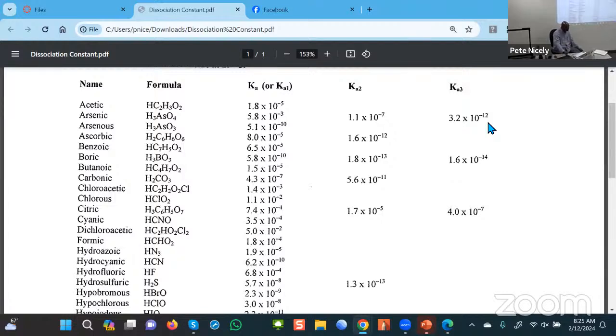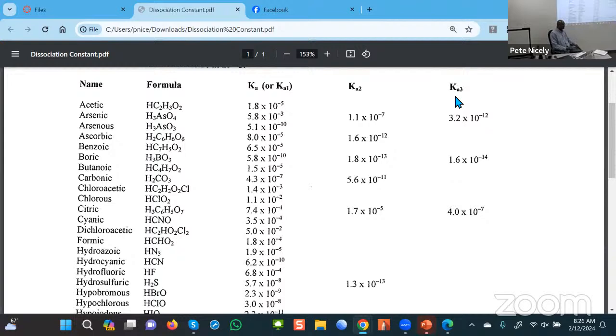So for the first dissociation, the Ka value is 5.8 times 10 to the minus 3. For the second dissociation, it's 1.1 times 10 to the minus 7. And for the third dissociation constant, it is 3.2 times 10 to the minus 12. So we normally symbolize the different dissociation constants with Ka1, Ka2, Ka3, right? To indicate the separate dissociation constants. And one pattern that always emerges without any exception is that with each dissociation, the Ka value becomes smaller, right?